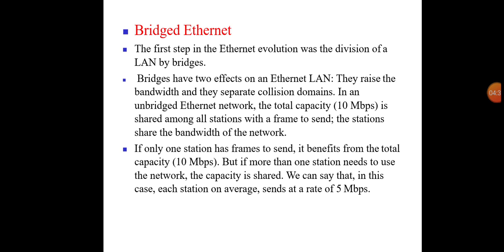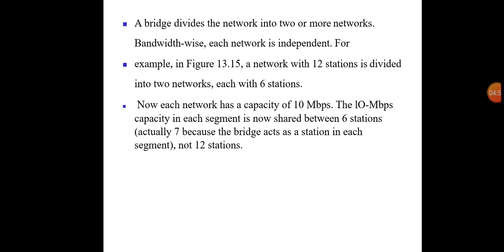In an unbridged Ethernet network, the total capacity of 10 megabits per second is shared among all stations with a frame to send. The stations share the bandwidth of the network. If only one station has frames to send, it benefits from the total capacity. But if more than one station needs to use the network, the capacity is shared.